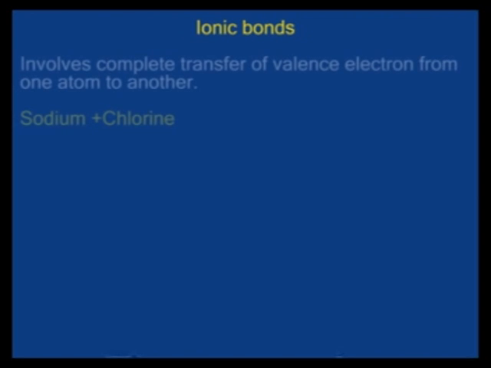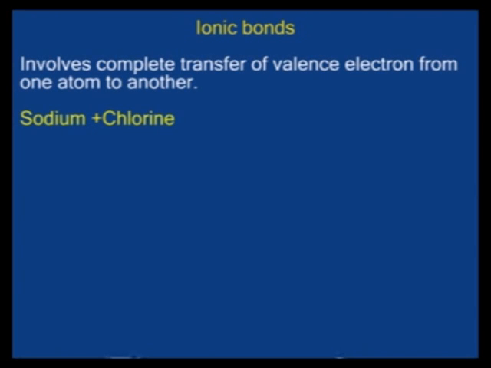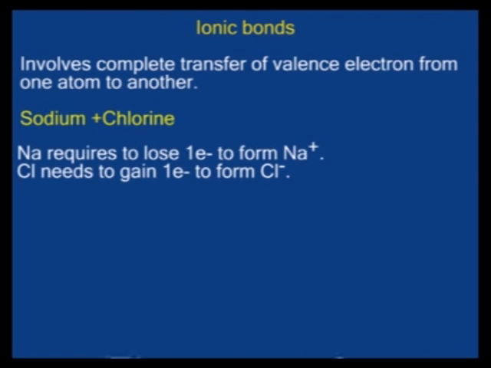Let's look at the first type of bond, and it's the ionic bond. The ionic bond involves the complete transfer of valence electrons from one atom to another or to others. Consider a case where sodium and chlorine atoms combine to form sodium chloride. Sodium requires to lose the single outermost electron to gain stability and form a sodium ion.